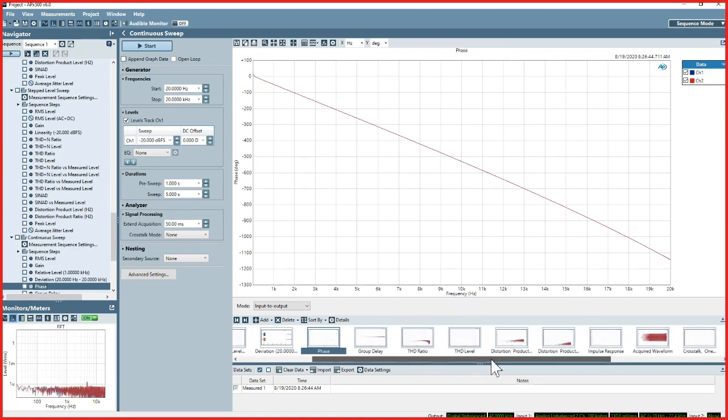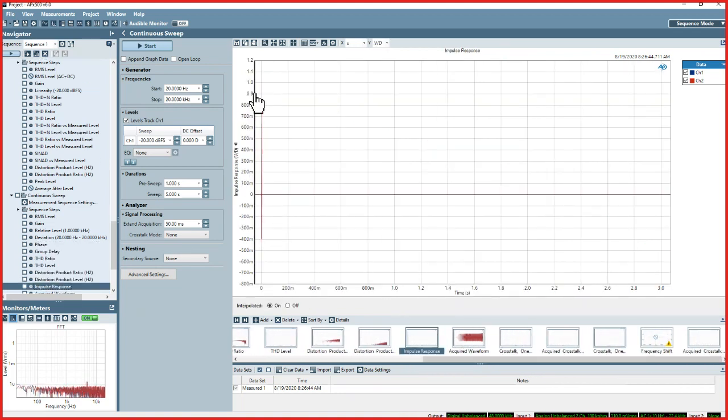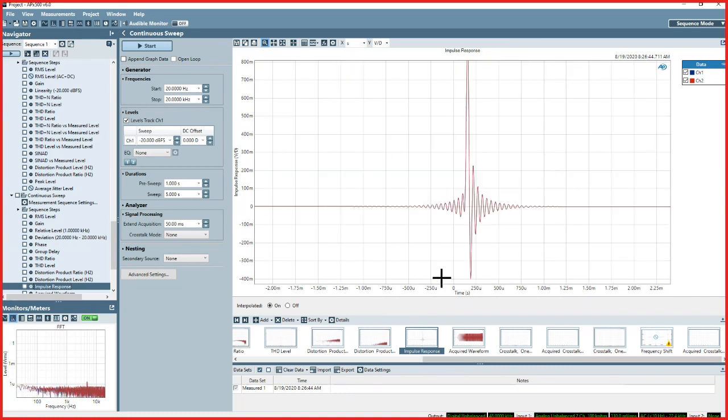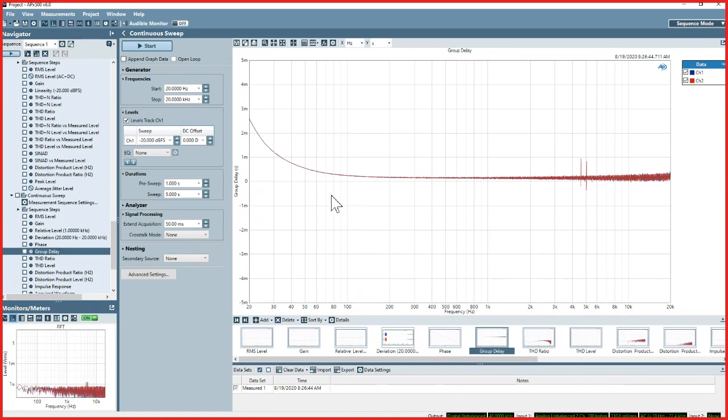And if we looked at the impulse response, it's obviously very small, but we can see the actual delay there. And then getting to what was actually directly requested, we can see the group delay. Now, the interesting thing we're seeing in the group delay is this bob at the beginning. That's really AC coupling filters settling.